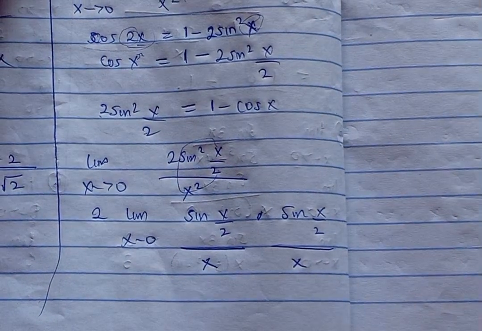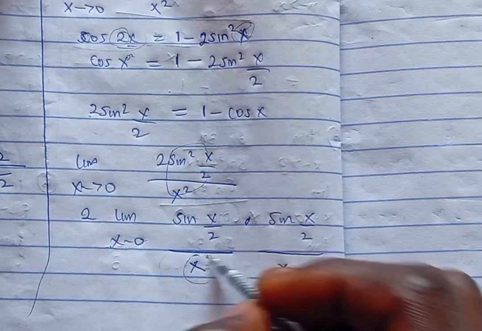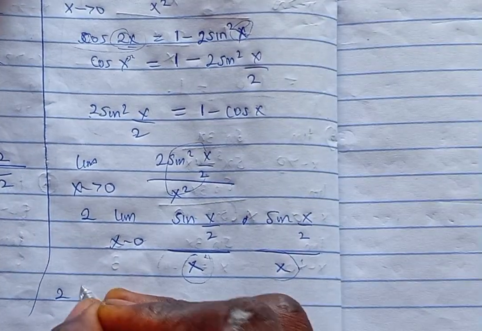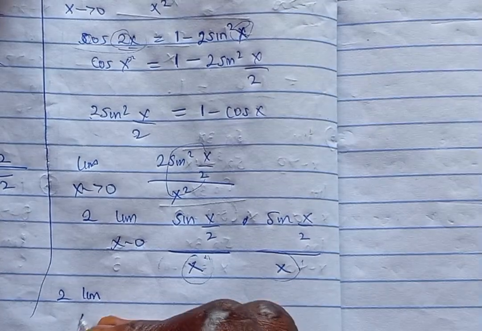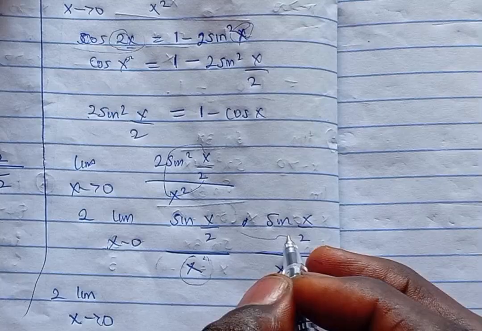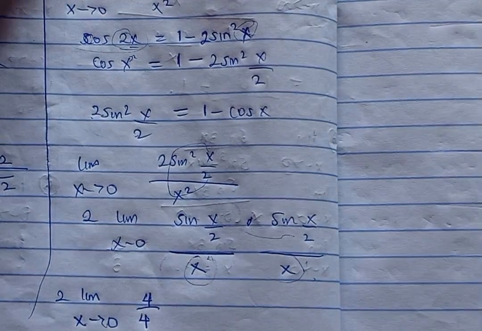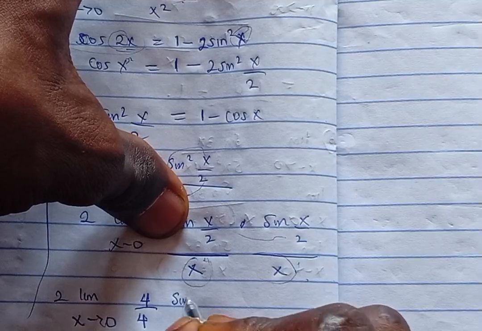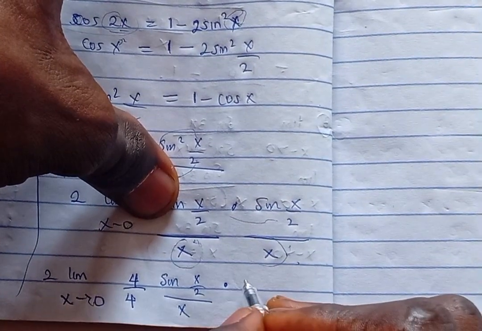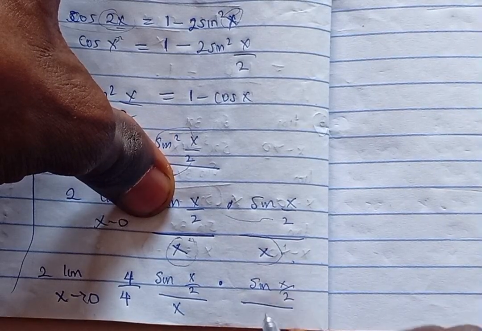If you remember, I have to make this one x over 2 for me to be able to solve, and this one x over 2. It means that I have to what? Multiply the numerator by 4 and the denominator by 4, that is 4 over 4 into what? Sine x over 2 everything over x, multiplied by sine x over 2 everything over x.